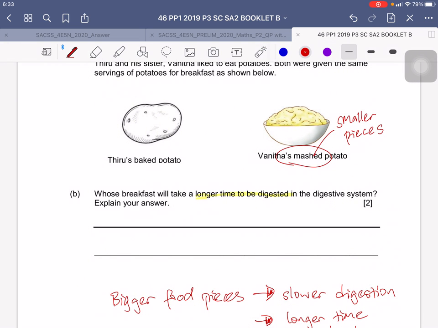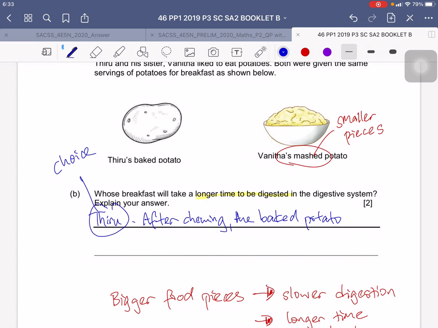Okay, so you must write down your choice first. Okay, Thiru. So this is the choice. And after that, what is the explanation? So you will say that after chewing, so even after Thiru had chewed, the baked potato are still bigger in size than the mashed potato.